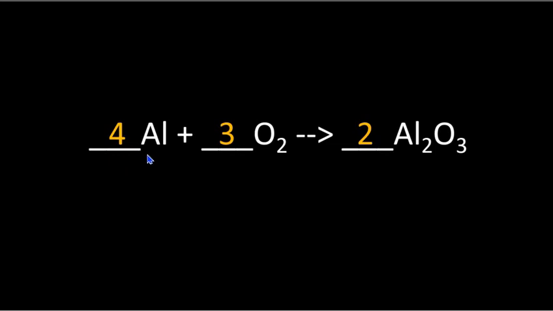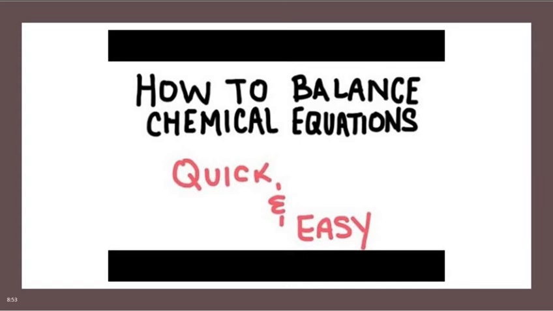You always check at the end. Okay, so here are 4 aluminums and 4 aluminums. You have 6 oxygens and 6 oxygens. So it is correct. Now, here is a video about how to balance chemical equations.